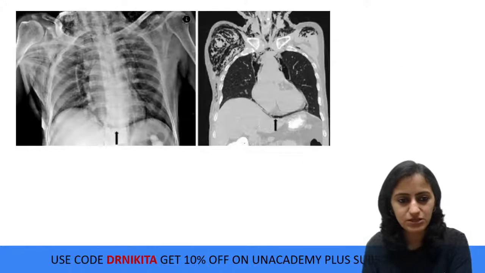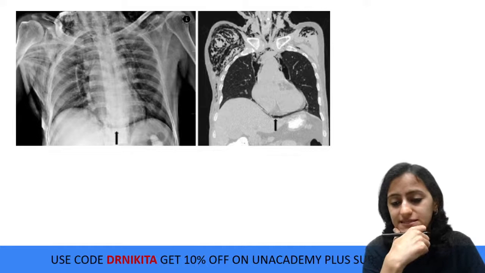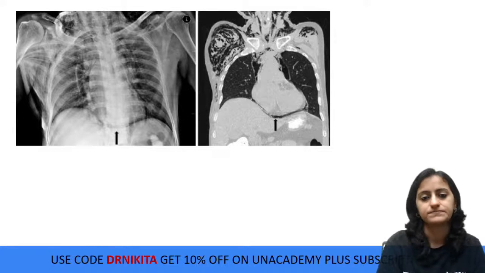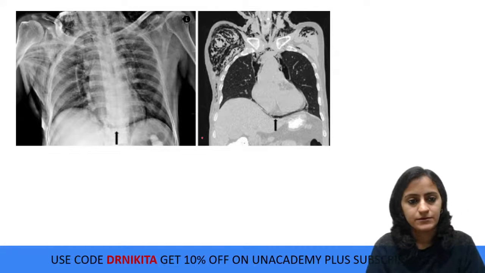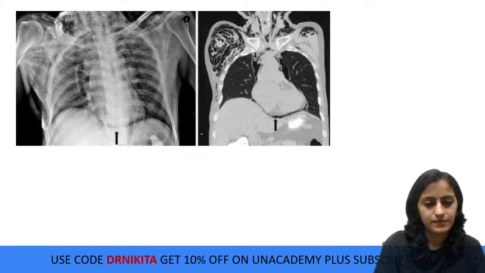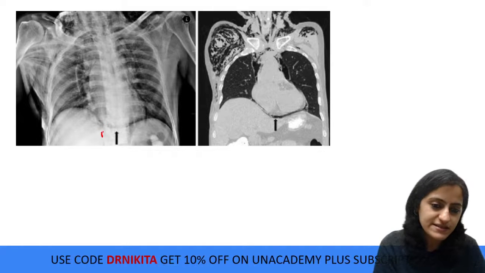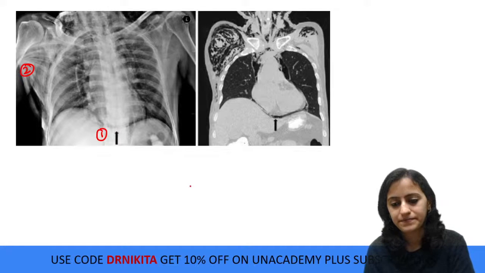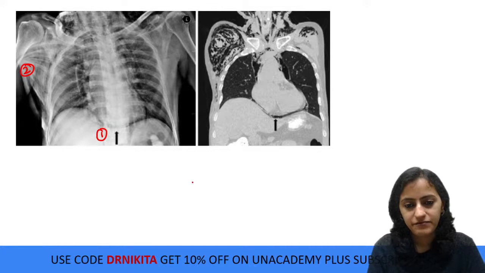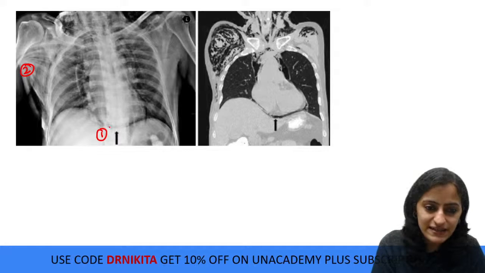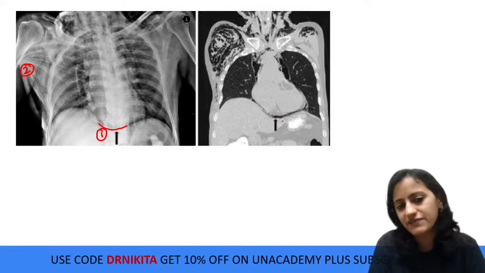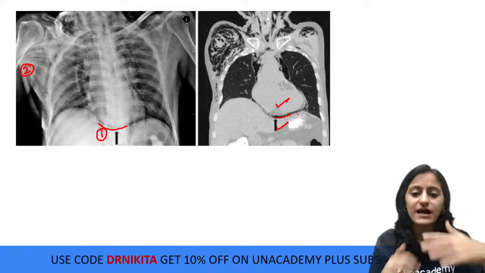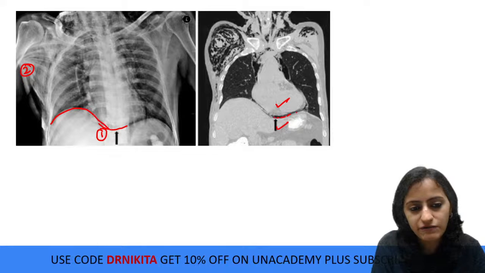Okay, so let's go to this one. What do you think is the sign here? So I would rather say there are two signs here, one this one and this is the second one. Very correct. So we can see that there is this continuous diaphragm sign, very well seen here. In between the heart and the diaphragm there is this black air. So that gives the continuous appearance of the diaphragm.